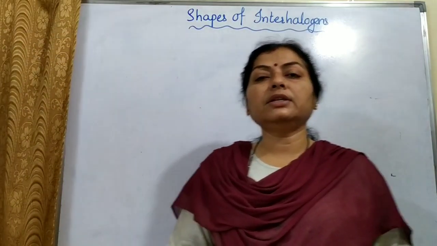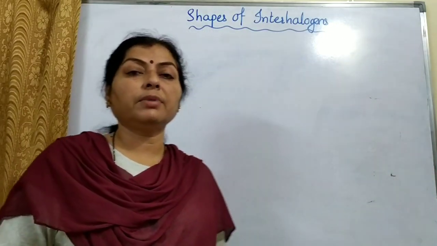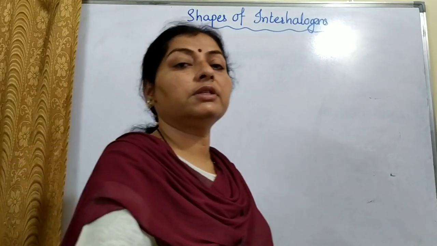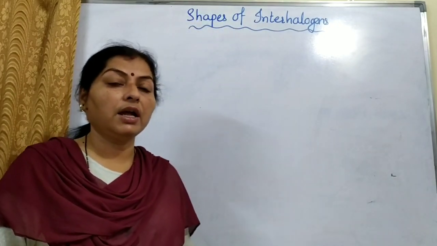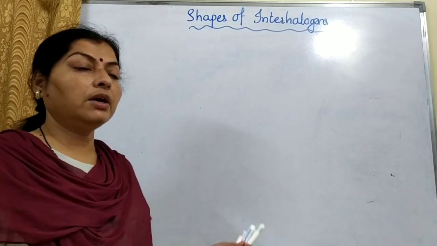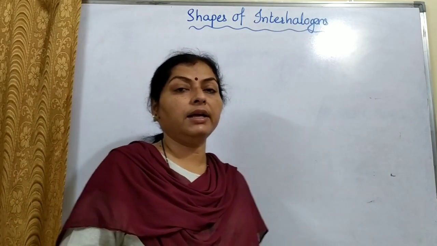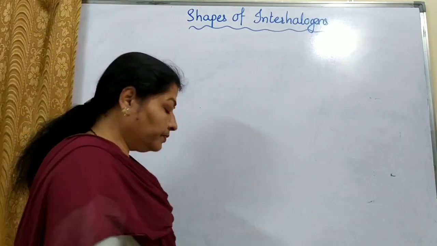Children, let us now see the shapes of interhalogen compounds. In the previous class, we have seen about interhalogens, what they are, about their reactivity, their reactions, and to some extent we had discussed the different interhalogens. Now let us see which interhalogens are formed and what are their shapes.